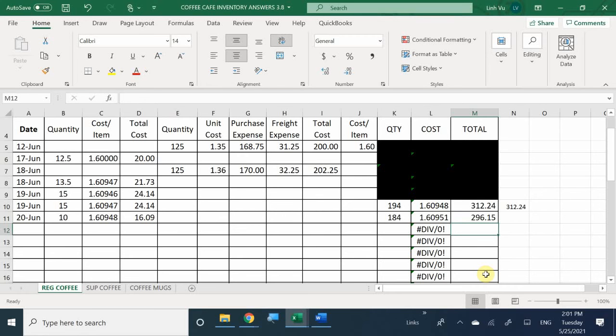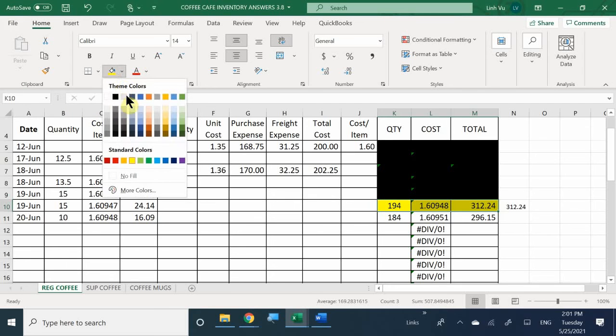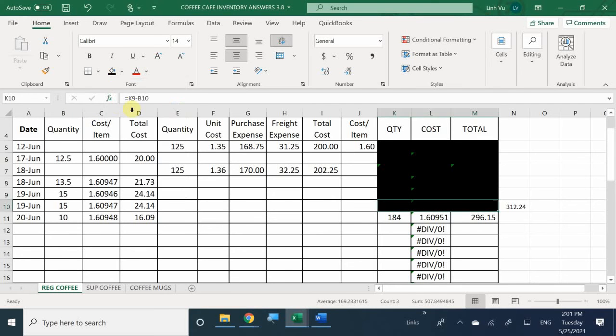All right, so 296.15. So therefore, because we have our formula in the middle, it significantly increased by a lot. Okay. So we can blur this out. Okay, so 184 at a total of 296.15. Okay.